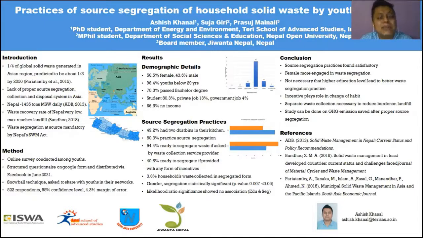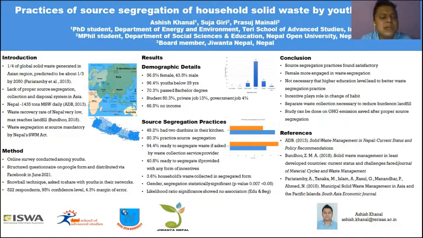Nepal is a small country located in South Asia between India and China. It generates almost 1435 tons of municipal solid waste on a daily basis. There is no proper recovery. Waste recovery is very, very low in Nepal. This is the reason the maximum waste reaches the landfill site. On the other hand, the policy developed by the Nepal government says that the waste must be segregated at the household, and the waste management company must collect the waste in a segregated form.